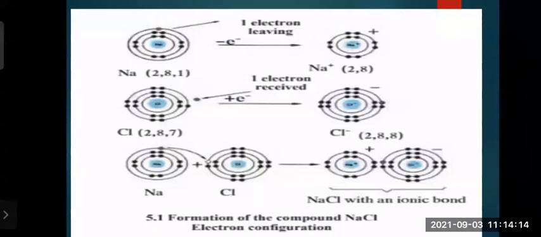In the third figure, it is clearly shown how sodium is donating an electron to chlorine, and after donating and receiving the electron, the compound NaCl with an ionic bond is formed. In the compound NaCl, sodium has 2 shells, that is 2 8, and chlorine has 3 shells, 2 8 8. That means the last orbit of sodium is a complete octet, and also the last orbit of chlorine is a complete octet. And in this way, a stable compound, that is sodium chloride, is formed.